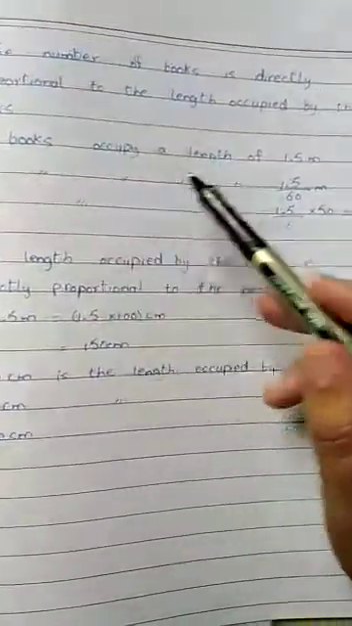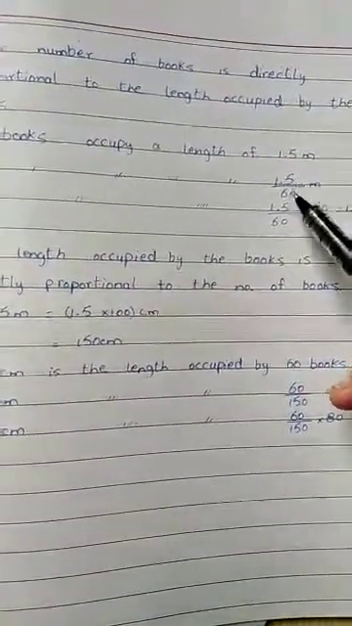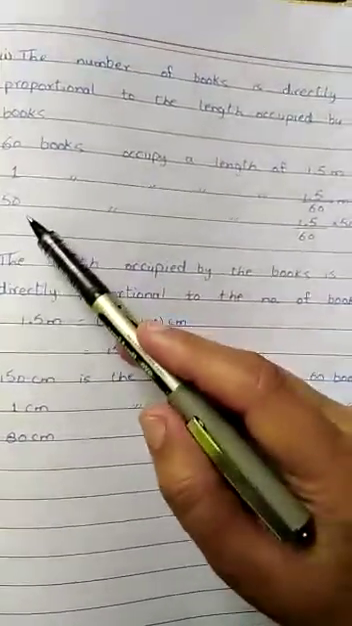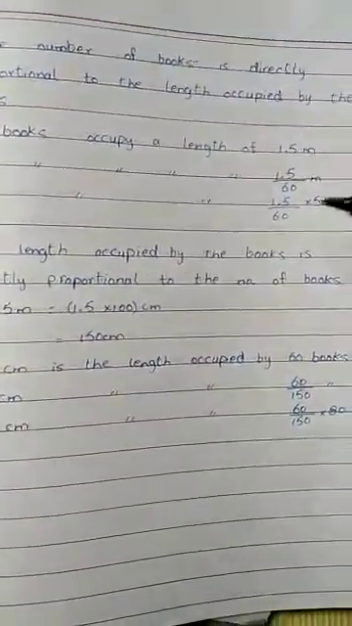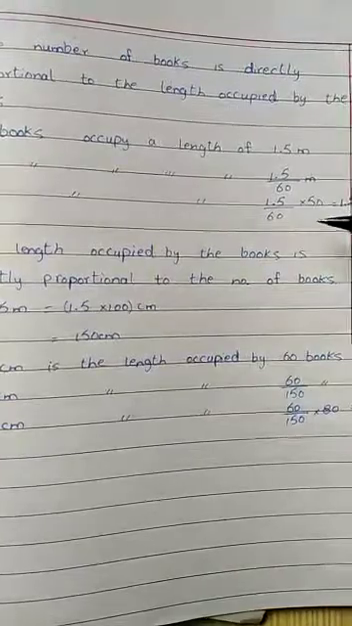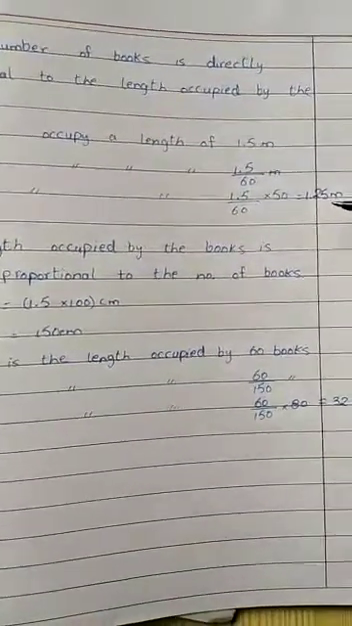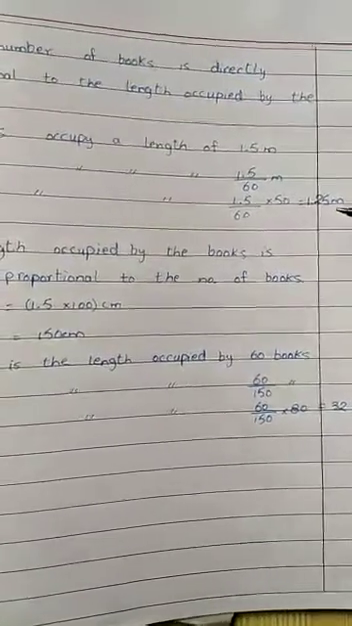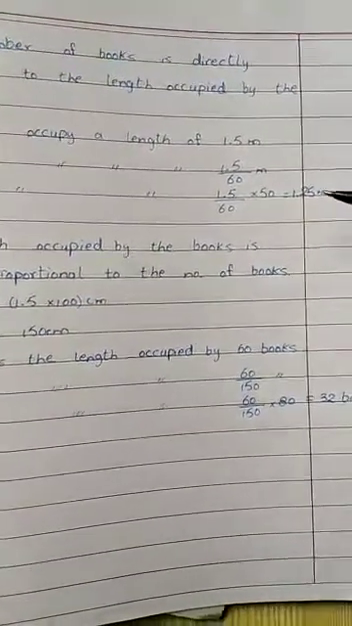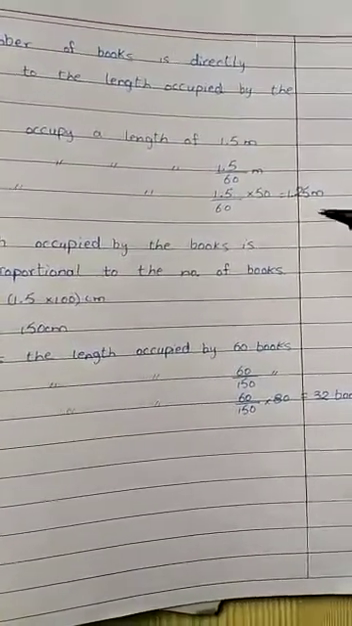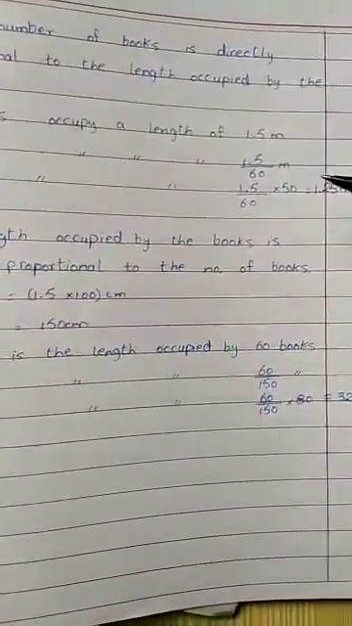So one book occupies a length of 1.5 divided by 60. And then 50 books occupy a length of 1.5 divided by 60 multiplied by 50. And then we get 1.25 meters. So 1.25 meters length is occupied by 50 such books.